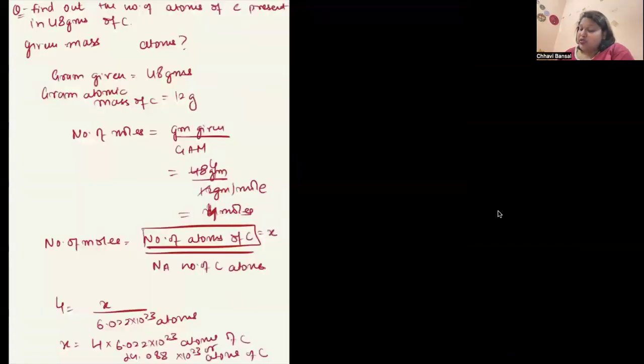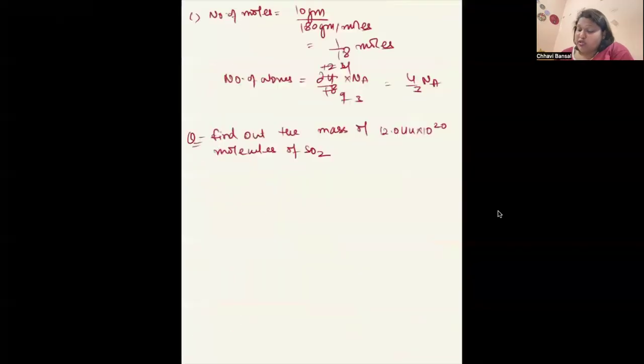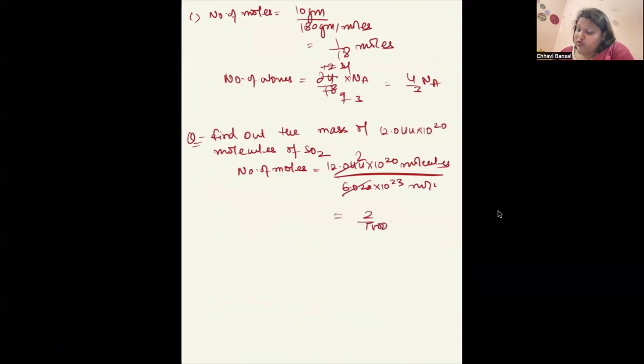So what we can do is we can first find out the number of moles. So number of moles is equal to 12.044 into 10 raised to power 20 molecules given divided by 6.022 into 10 raised to power 23 molecules. So this is 2 by 1000 moles, right? Now we got the number of moles. Can we calculate the gram of it?